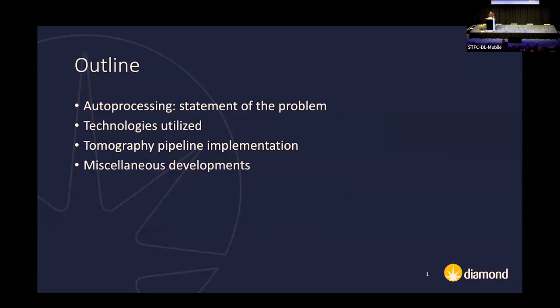Just a very quick outline of the talk. I will start with a statement of the problem of what we're trying to achieve when we're talking about automated processing, and then how we tackle certain parts of that problem at the moment and how we're thinking about tackling it in the future, with some details of the kind of technologies that we utilize in our deployments. The context that I'll be talking about that in mostly is a tomography pipeline implementation that we've recently deployed for users.